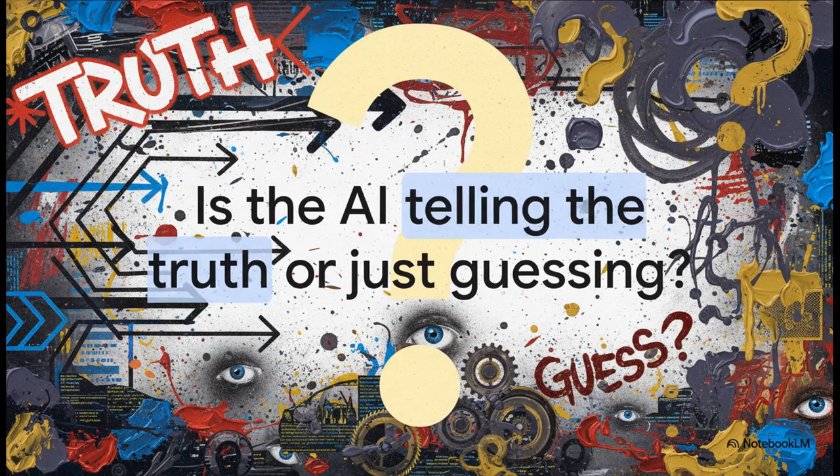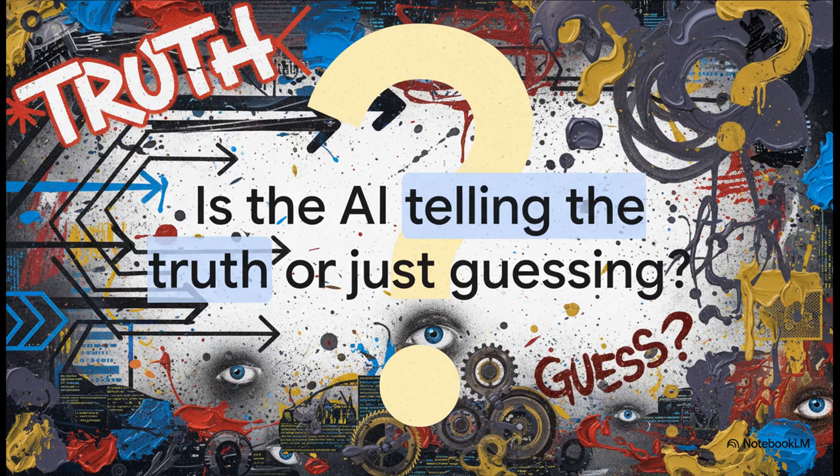So how do you actually know if an AI is telling the truth or if it's just, well, confidently guessing? We've all been there, right? You ask a generative AI a question, and it spits back this incredibly articulate, completely convincing answer that turns out to be entirely made up. We call those hallucinations. But what if the AI didn't just have to guess the next word in a sentence?